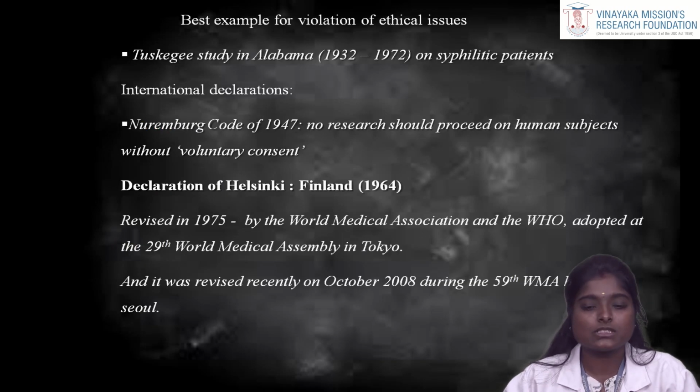So an example of ethical violation is the Tuskegee study in Alabama on syphilis patients, where untreated syphilis patients were studied. In the United States, they gave these syphilis patients no treatment. Around 400 African Americans were not informed of this effect of syphilis, and 100 of them actually died. So after that, a declaration came, the Nuremberg Code of 1947, where no research should proceed on human subjects without voluntary consent, and also the Declaration of Helsinki in Finland in 1964 by the World Medical Association and WHO, and it was revised recently in October 2008.